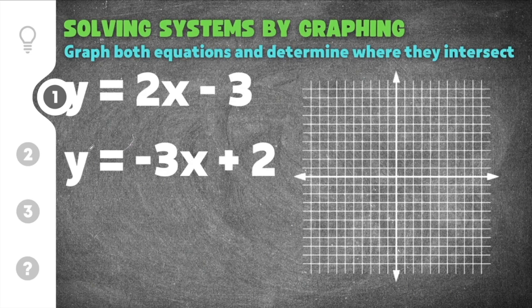Alright, let's go ahead and get started with our first practice problem on solving systems by graphing. This system gives us two equations. We have y equals 2x minus 3 and y equals negative 3x plus 2.